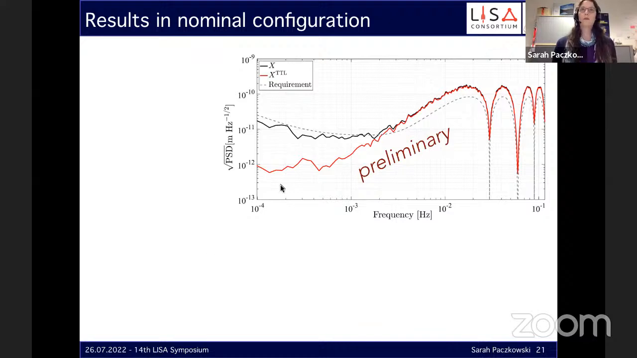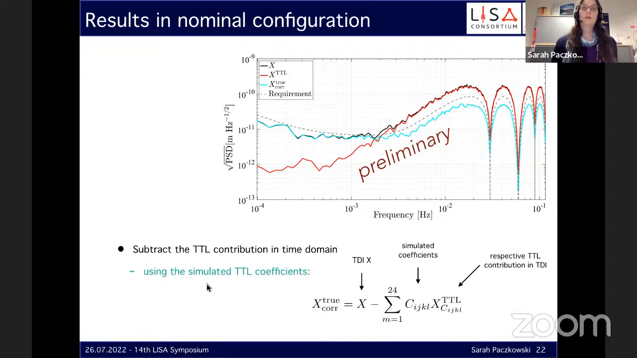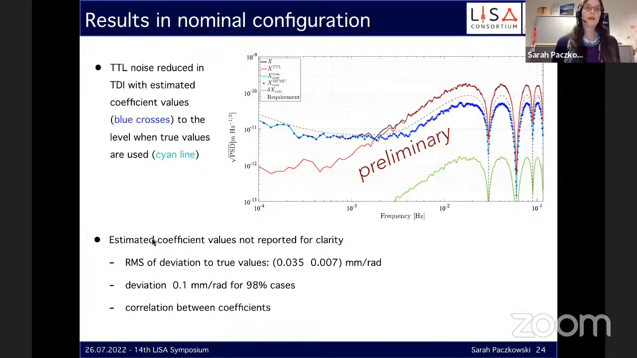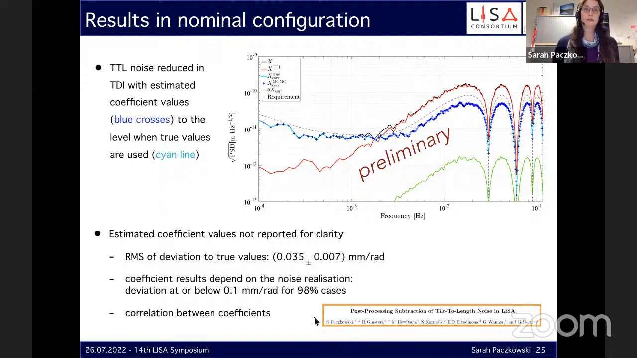Then in our nominal configuration, here is a plot for the TDIX output and the estimated tilt to length contribution in red, compared to this requirement. And if we subtract in the time domain using the true simulated values, we obtain this sine curve. And if we use the values which we estimated via noise minimization, you get the blue crosses here, and the difference is pretty small, as indicated here in green. And yes, we fulfill the requirement of 0.1 millimeter per radian. And what else? Yes, you can find more details in our paper quite soon.